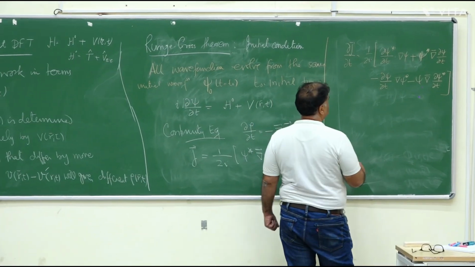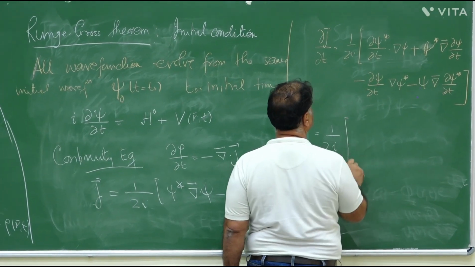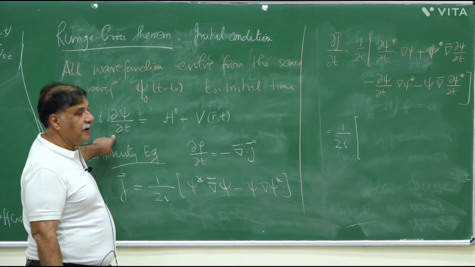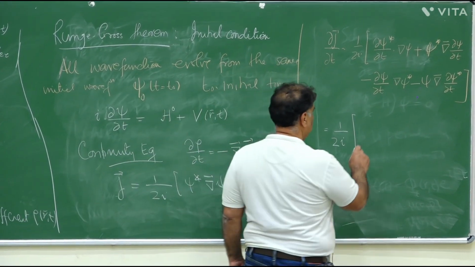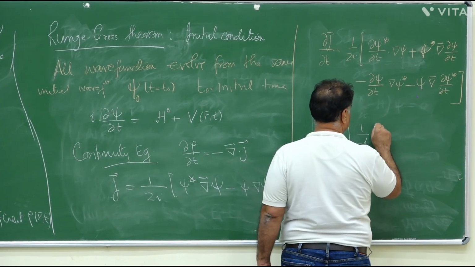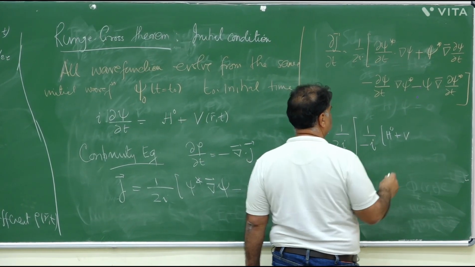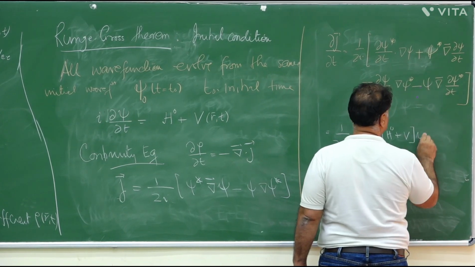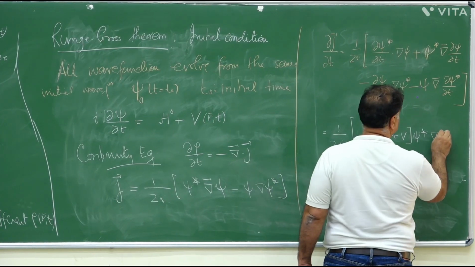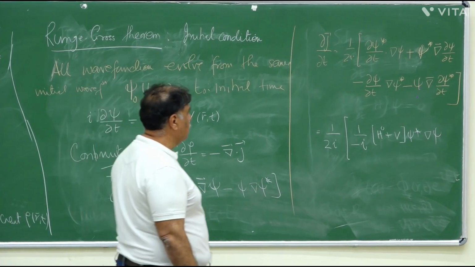Now let's substitute. This is going to be 1 over 2i d psi star dt, which is 1 over minus i, H0 plus B, where B is time dependent, so I'm just writing B, acting on psi star, and then you multiply by grad psi. That's the first term. Okay?